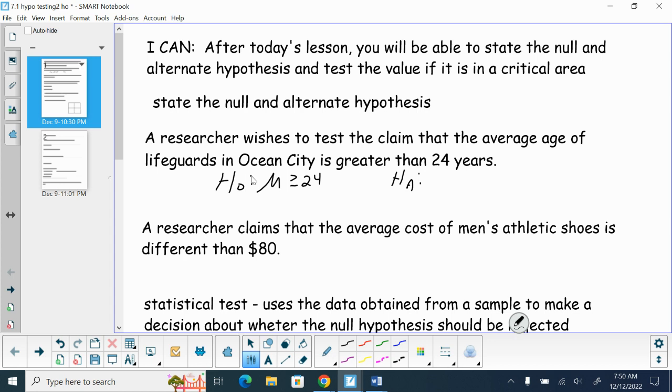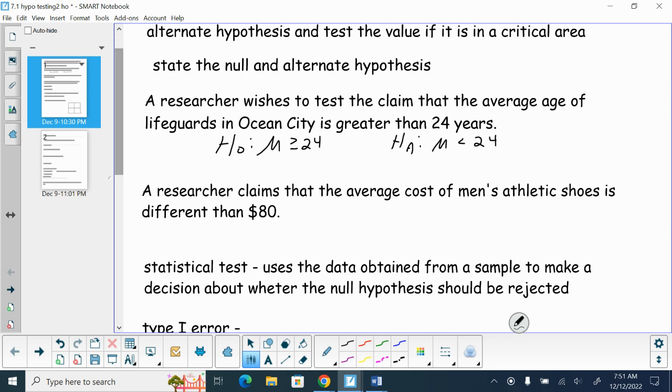So it's sort of a unique situation, and most of the time it will be what we talked about on Friday. What he hopes is true is going to go into the alternate hypothesis. But when you're trying to test a value, that value that you're testing is going to go in the null hypothesis. A researcher claims the average cost of men's shoes is different than $80.